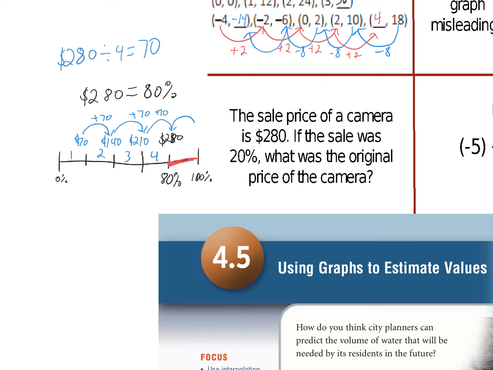So if I want to know what 100% of my price is, I have to take my $280 and add 70 to it, which gives me $350. So the original price was $350.